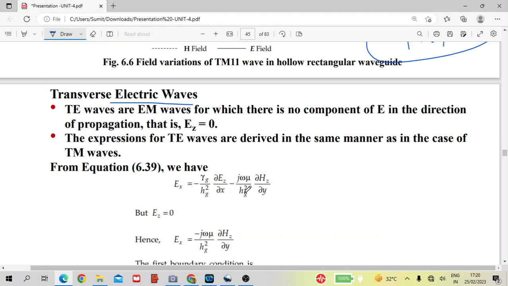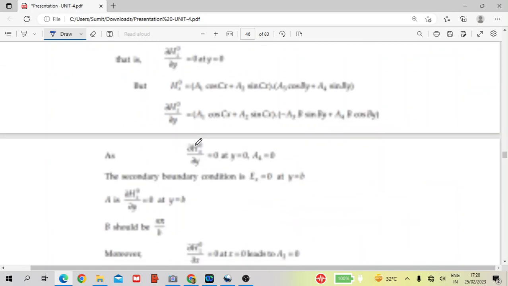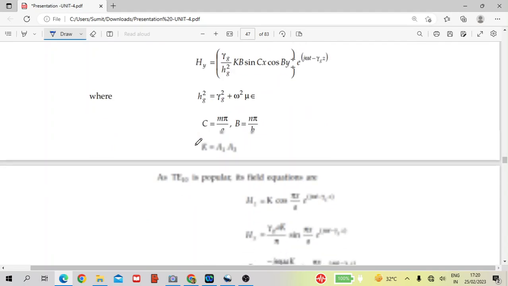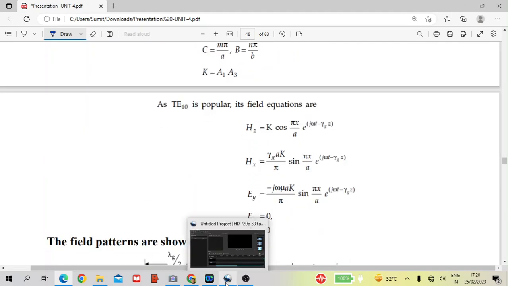Transverse electric and transverse magnetic. Here the line of logic is the same as the previous one, so again I am not repeating.